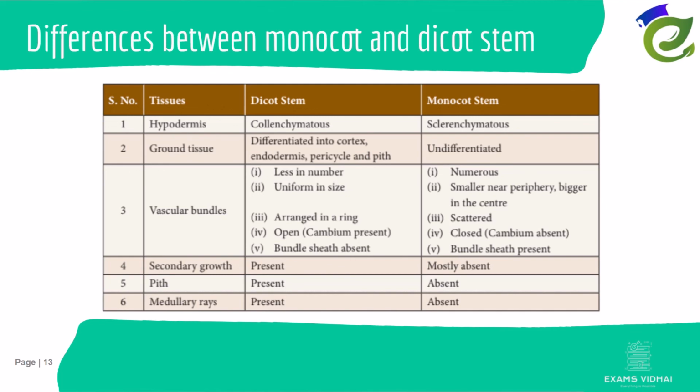In case of monocot stem, there are a large number of vascular bundles. They are smaller near the periphery and bigger near the center. They are scattered and the cambium is absent, but the bundle sheath is present. And coming to secondary growth, it is mostly present in the dicot stem, whereas it is mostly absent in the monocot stem. And then the pith is present in the dicot stem, whereas it is absent in the monocot stem. And the medullary rays are present in the dicot stem, whereas they are absent in the monocot stem.